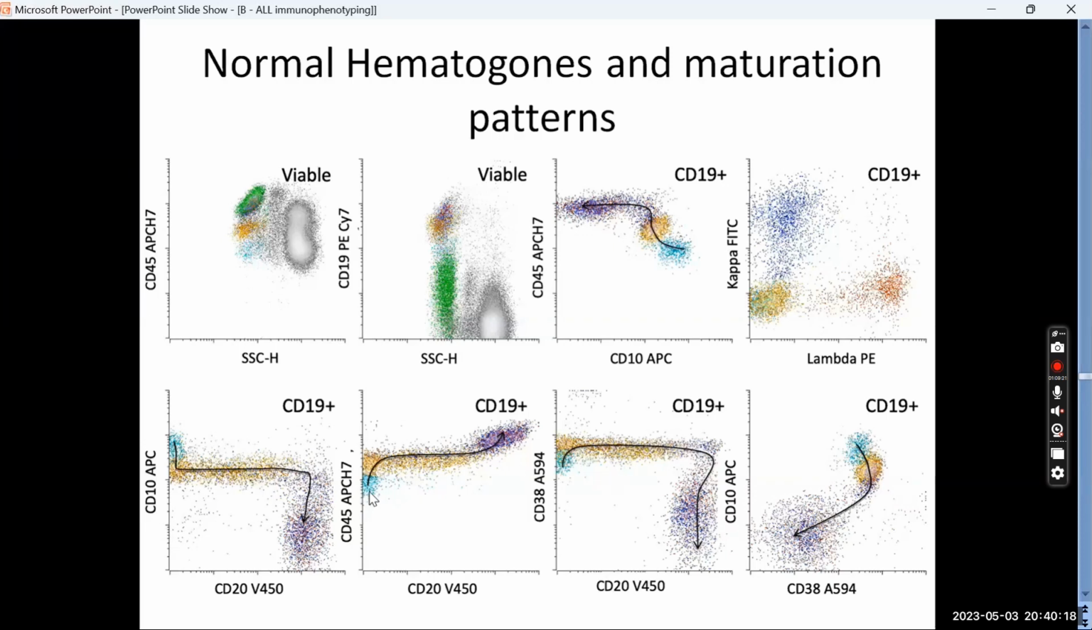Similarly, you find here, CD45 is dim in stage 1. It acquires a bit of CD45. Then CD20 is acquired. Then you see here, the mature B cells will show more CD45 compared to stage 2, compared to stage 1. Okay, similarly, if I look at CD38, hematogones will be CD38 positive. But once it becomes mature B cells, CD38 is lost. And you see here, CD10 is positive, CD38 is positive, and when CD38 is negative, CD10 is also getting downregulated. So you find this beautiful maturation pattern in hematogones.